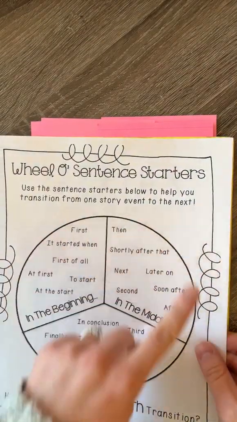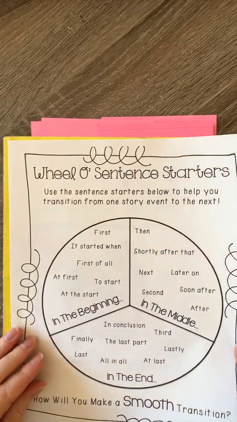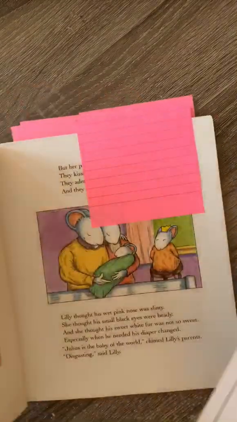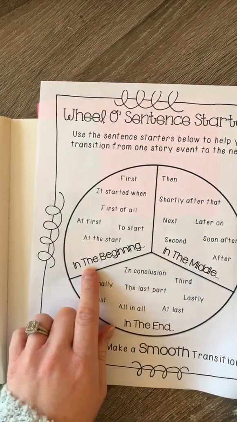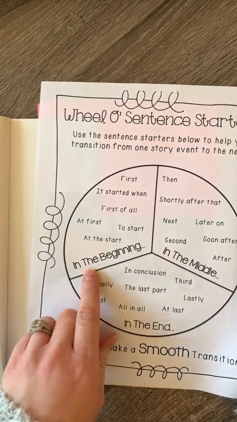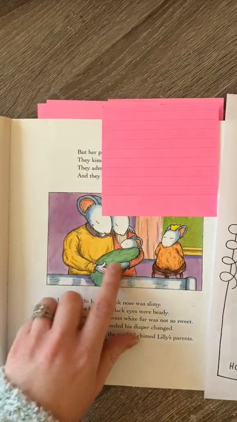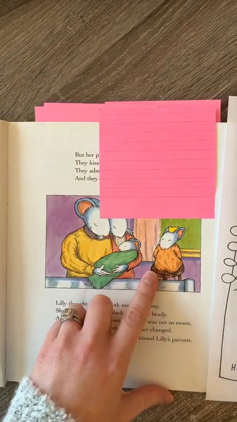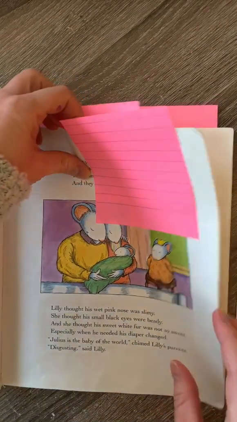I'm going to use my transition words and sentence starters to help me retell the story in order. So here's my first Post-it. Okay, let's see. This part, I'm going to use, let's see, in the beginning. Maybe I'll start with at first. Let's see. At first, Lily really did not like her new baby brother, Julius. Go to the next Post-it.